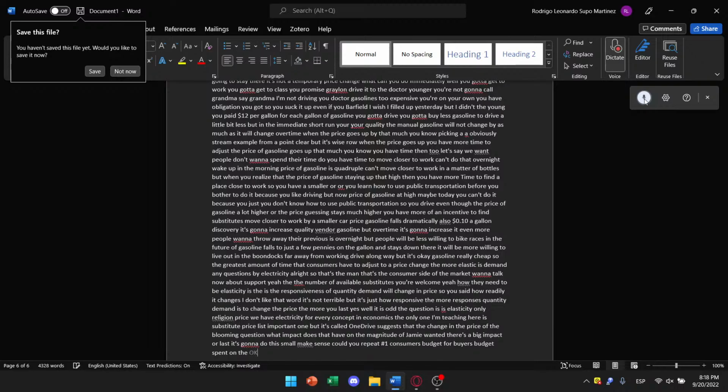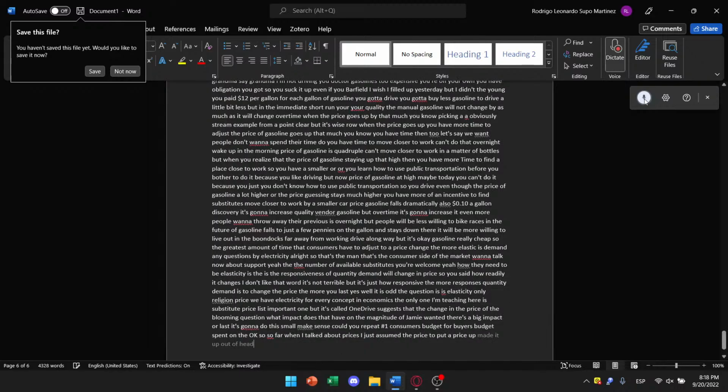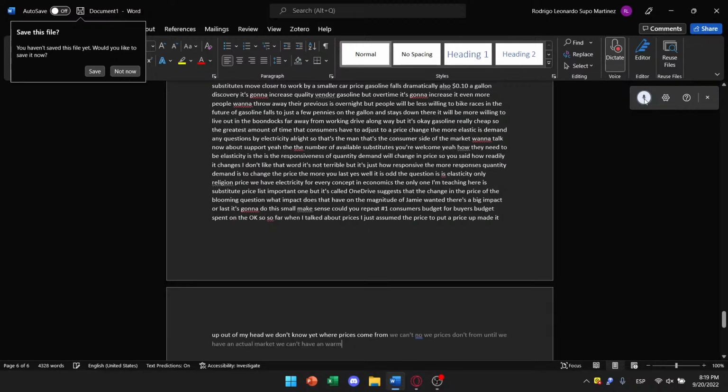Okay, so far, when I talk about prices, I just assume the price, put a price up. Just made it up out of my head. We don't know yet where prices come from. We can't know where prices come from until we have an actual market. You can't have an actual market until suppliers and demanders, sellers and buyers meet each other, bargain, and actually make exchanges at certain prices.